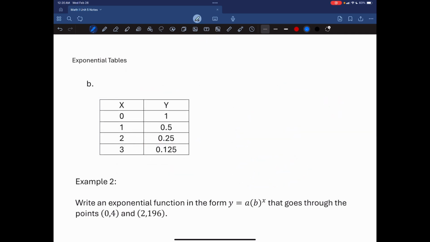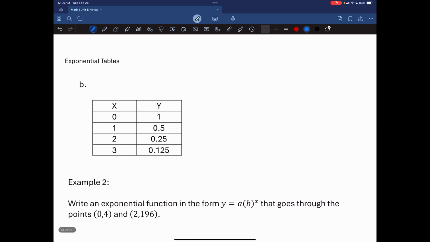All right, continuing on the back side, we have letter B. Now this is still example 1. All right, so we're still using the other form of our exponential function. So we're going to say y equals a times b to the x. So we're looking for our y-intercept, our starting point, and our common ratio.